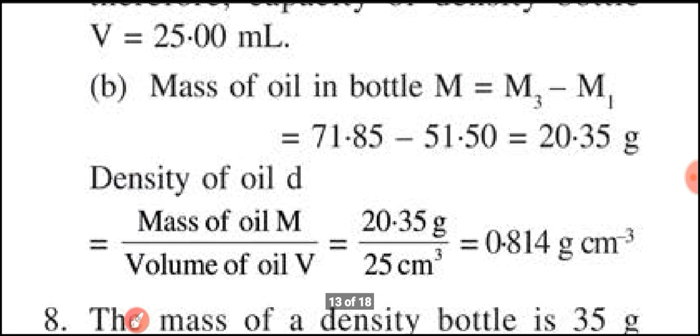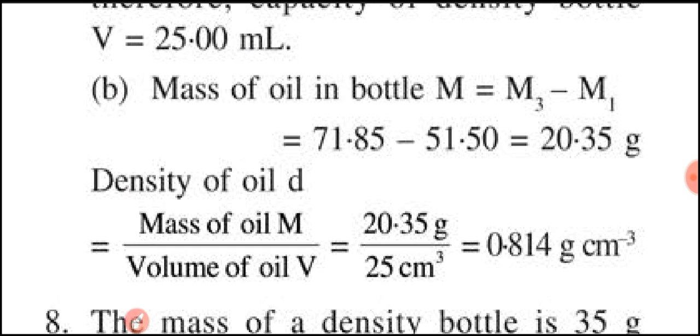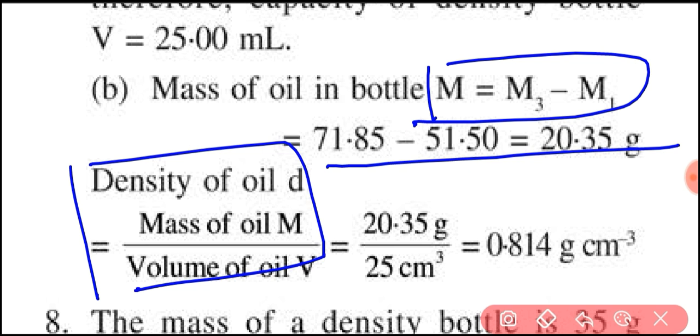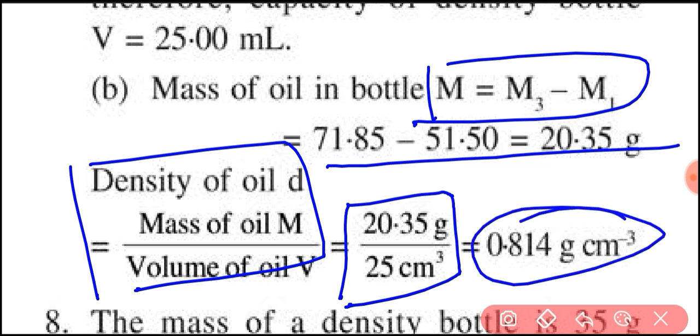Now we have to find out M3 minus M1, that is the mass of oil in bottle. M is equal to M3 minus M1, that is 71.85 minus 51.50, which is equal to 20.35 gram. So, by using the equation density of oil D is equal to mass of oil M divided by volume of oil V, that is 20.35 gram divided by 25 centimeter cube. Final answer is 0.814 gram per centimeter cube.